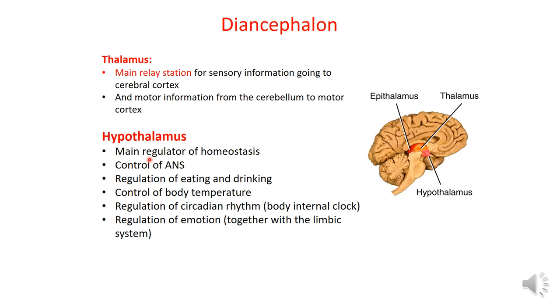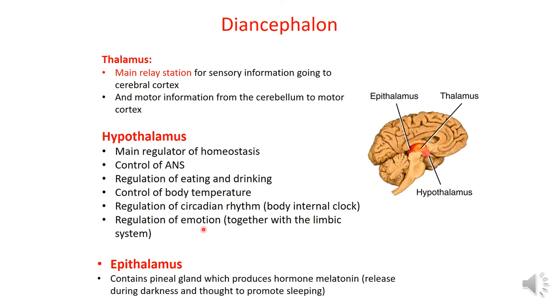Hypothalamus, the main regulator of homeostasis: control of the autonomic nervous system, regulation of eating and drinking, control of body temperature, regulation of the circadian rhythm, regulation of emotions. The thalamus contains the pineal gland, which produces the hormone melatonin, and it is released during darkness to initiate or promote sleeping.